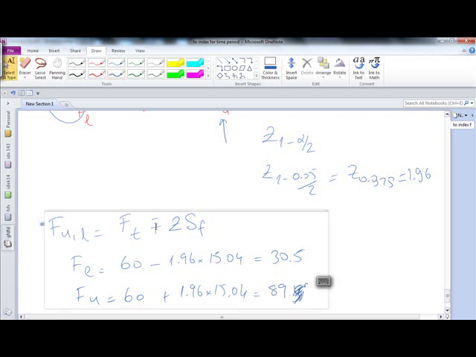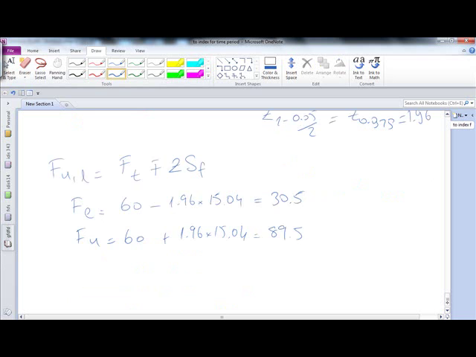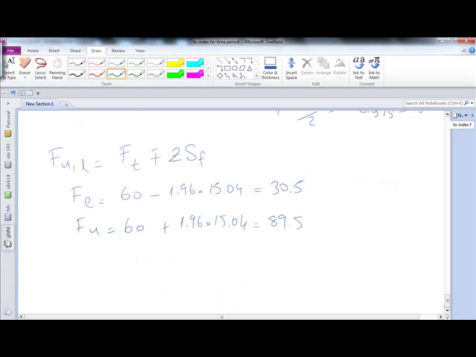Okay. Let me use my awesome eraser. Right. So what we say is with 95% probability the actual demand is going to be between 30.5 and 89.5, right? With an expected value of 60.